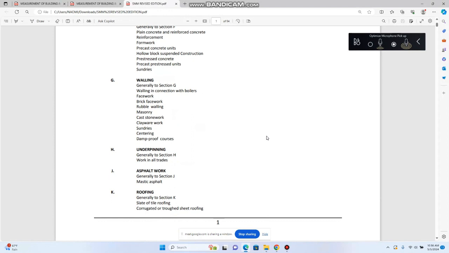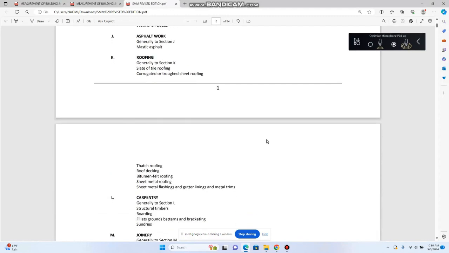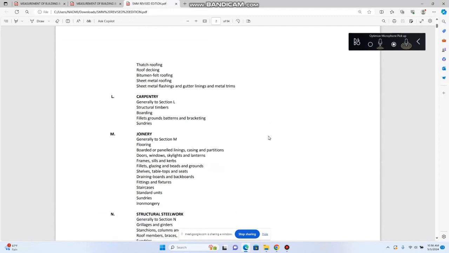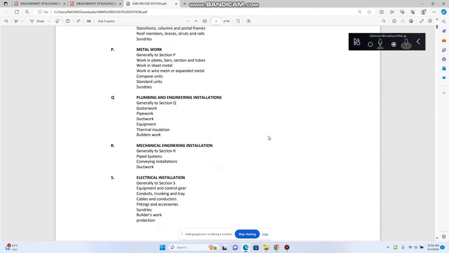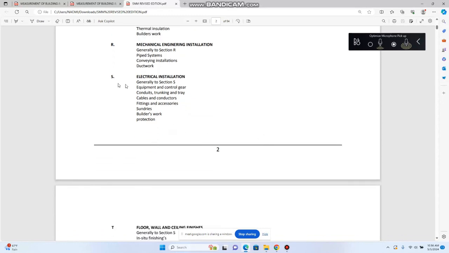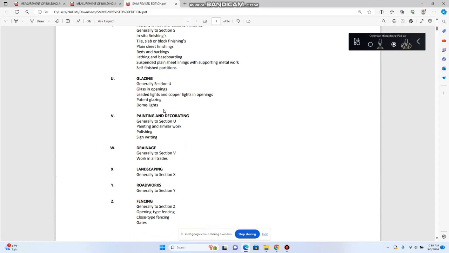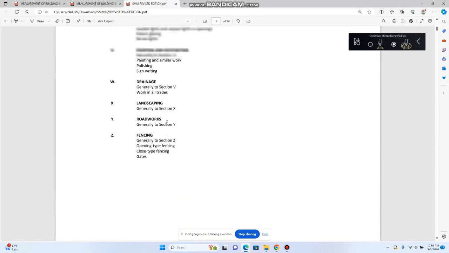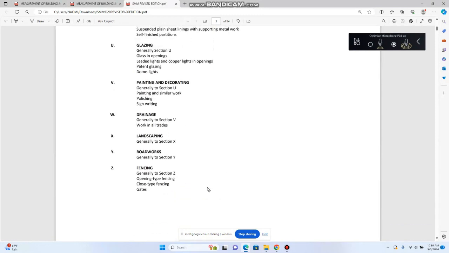Alright, in section J, asphalt work. K, the roofing, how we should measure. Carpentry works, L, M, joinery, like that. So we are told up to even section S, the electrical installation, all these sections up to Z. We are told in those sections how we should measure.